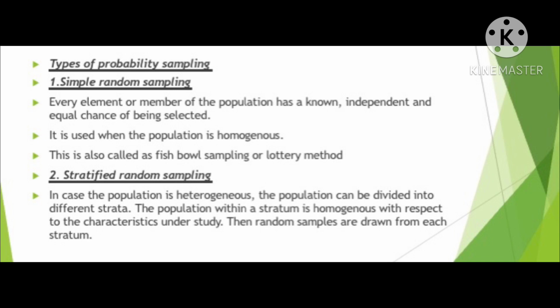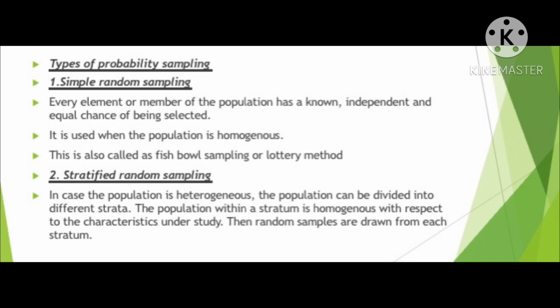It is used when the population is homogeneous. When we are using this simple random sampling, we know that all the population is homogeneous, almost of equal quality. Then we will use this method, that is simple random sampling. This is also called fishbowl method or lottery method.